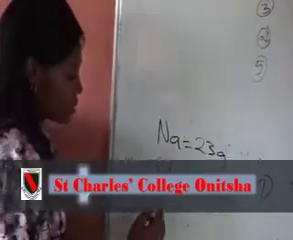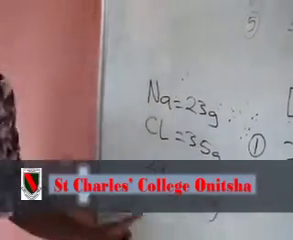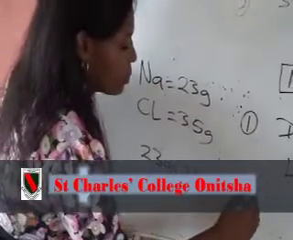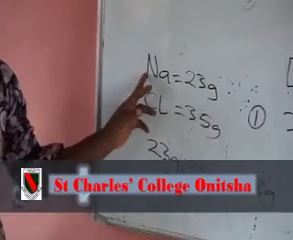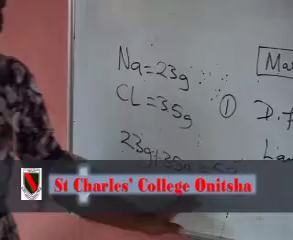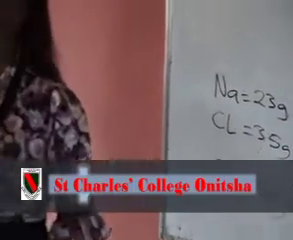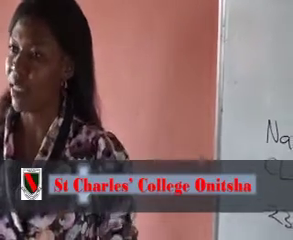When you add and check their weight, 23 plus 35 grams gives you 58 grams. When you check the weight of 23 grams of sodium, which reacts with 35 grams of chlorine, the total weight makes up 58 grams. Now, when they react to form a compound called sodium chloride, it is known that the weight of sodium chloride formed is 58 grams, which is exactly the same as this.